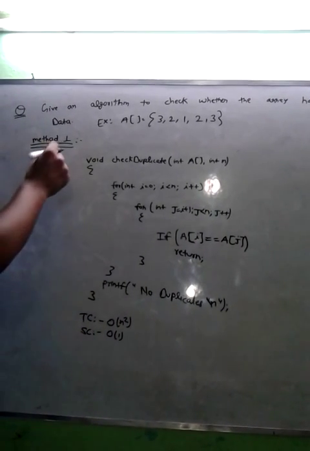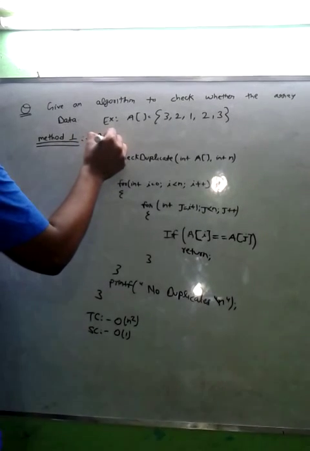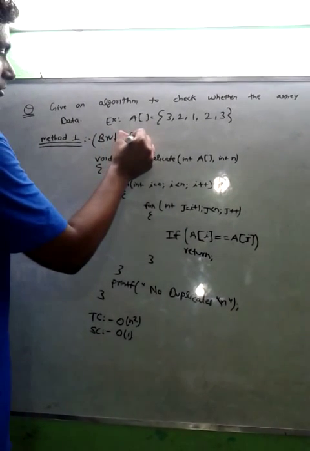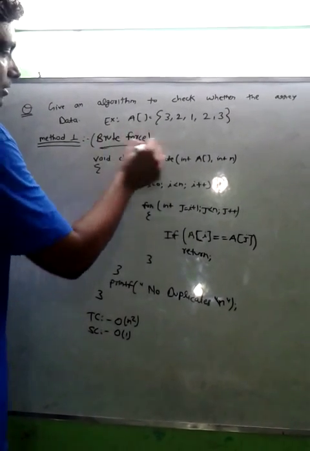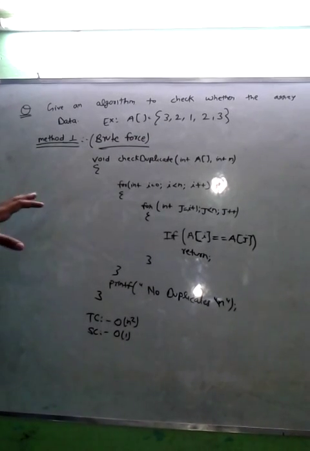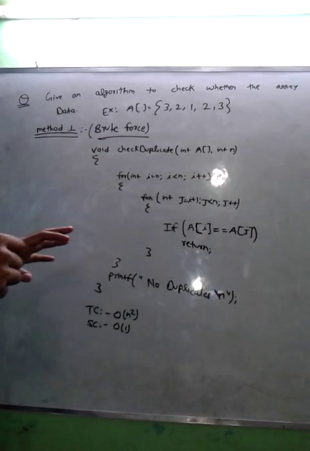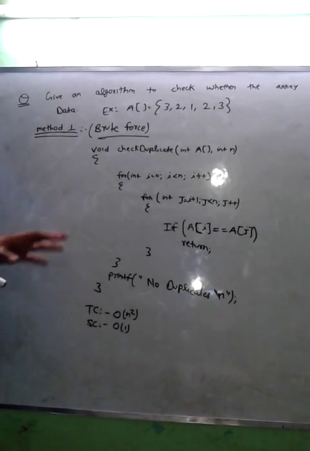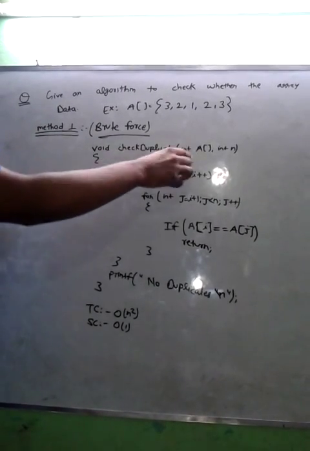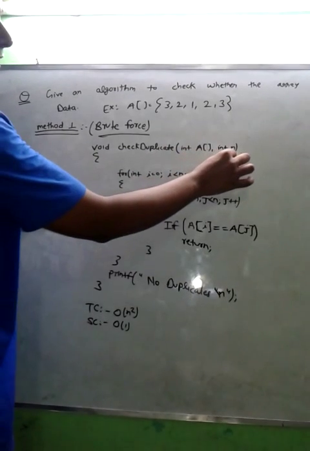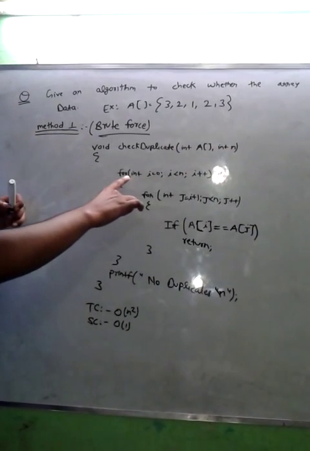We can check by using the brute force method. This is the simplest method by which we can check whether the array has duplicate data or not. So we are taking the array and the array size.